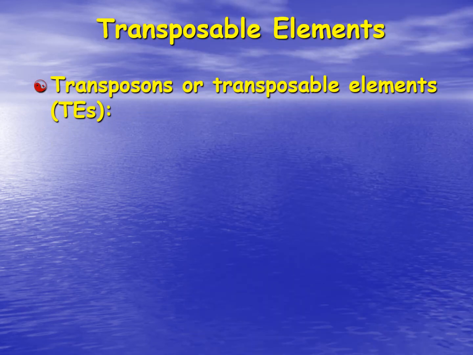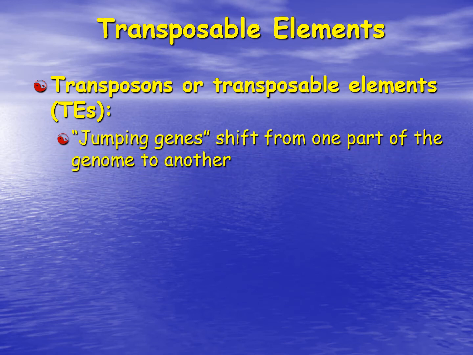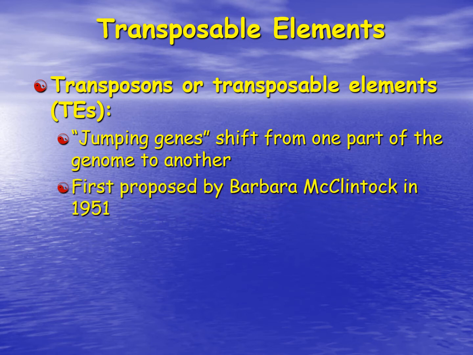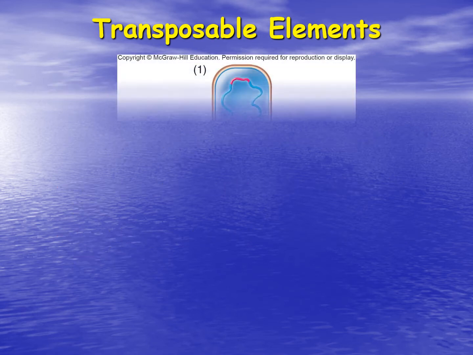Now, one other thing that we can see in bacterial cells is something called transposons or transposable elements. These oftentimes are referred to as jumping genes because they can shift easily from one part of the genome to another within the same cell or to another cell. It was first proposed by Barbara McClintock in 1951. These jumping genes are actually widespread among cells and even viruses. Our own cells even have transposons or transposable elements.